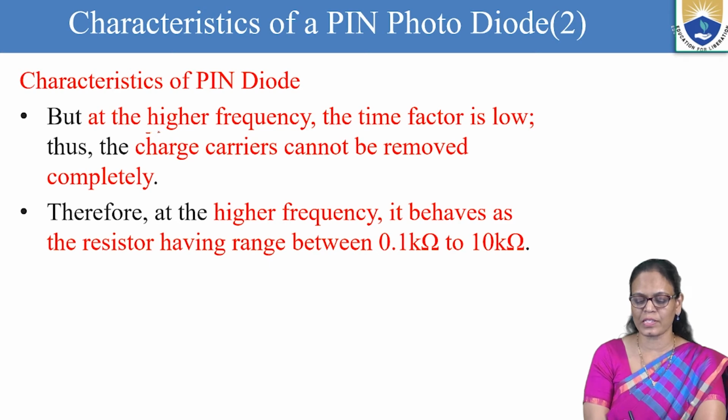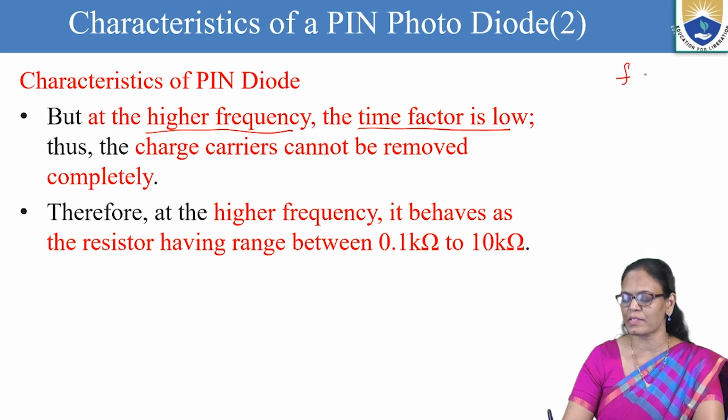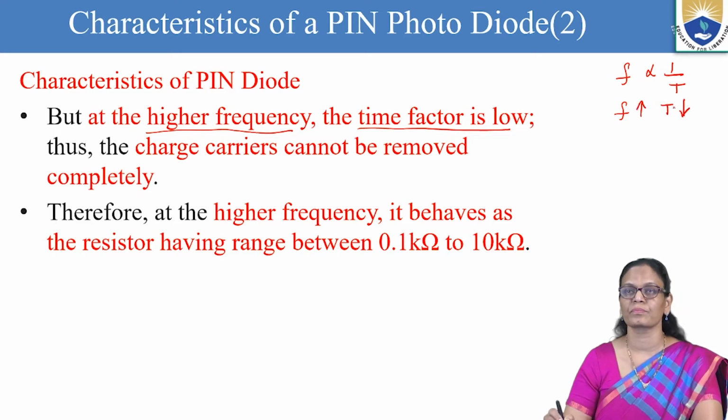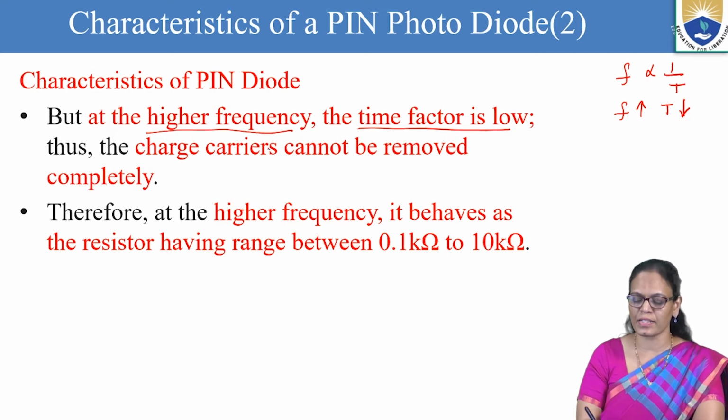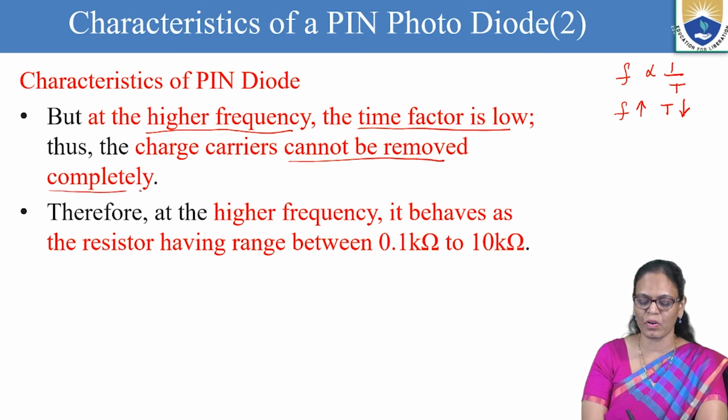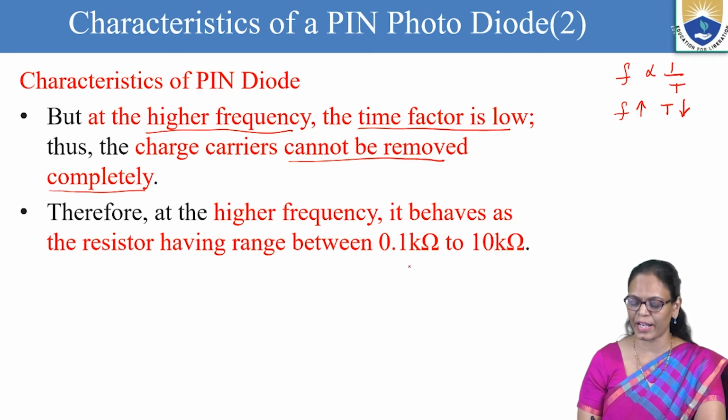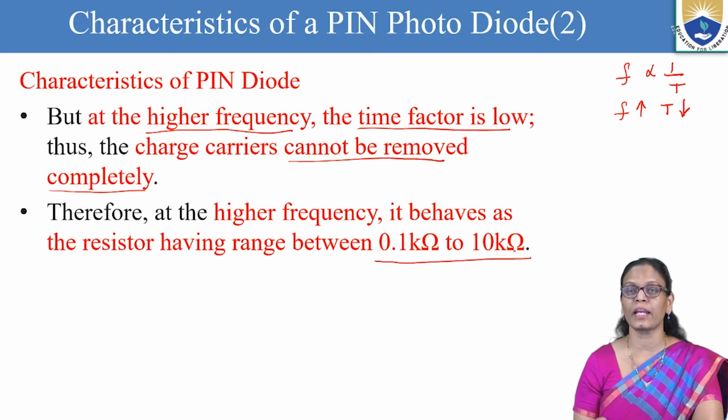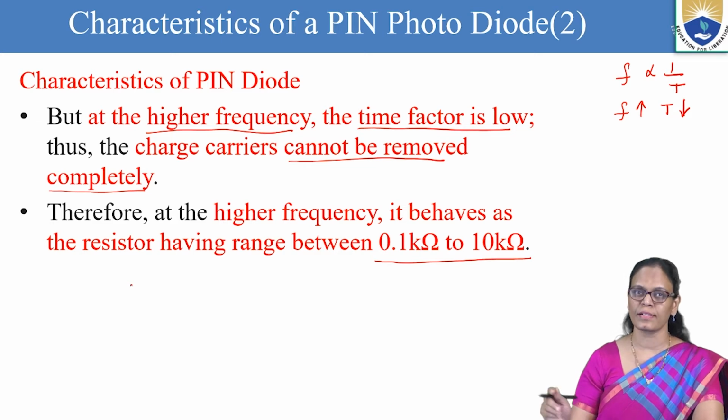And at higher frequency, when the frequency is high, the time factor is low. Again, because of the same reason, f is proportional to 1 by T. So when f is high, T will be low. So at higher frequencies, the time period is low and the charge carriers cannot be removed completely. So it behaves as a resistor having a range between 0.1 kilo ohms to 10 kilo ohms. This is the range in which it acts as a resistor.